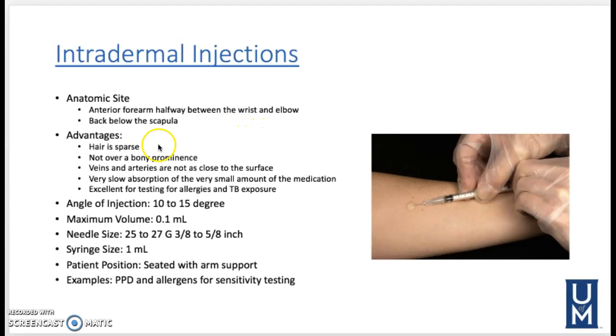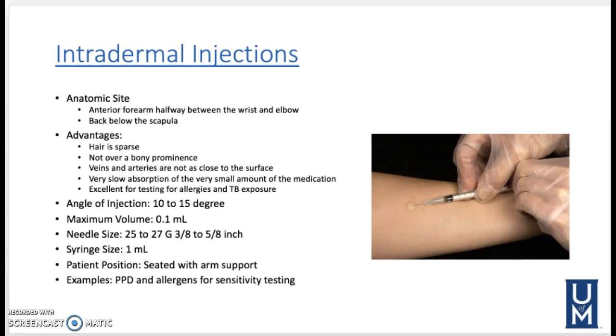The advantages to giving intradermal injections: the hair is sparse in these areas, it's not over a bony prominence, veins and arteries are not as close to the surface, it's very slow absorption of very small amount of medication, excellent for testing allergies and TB exposure.